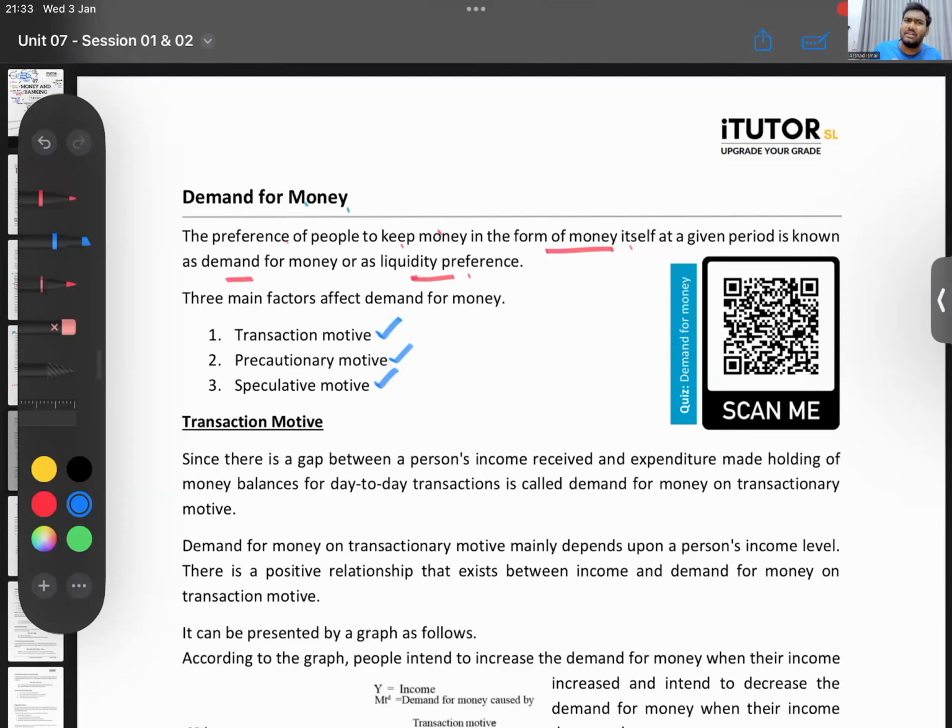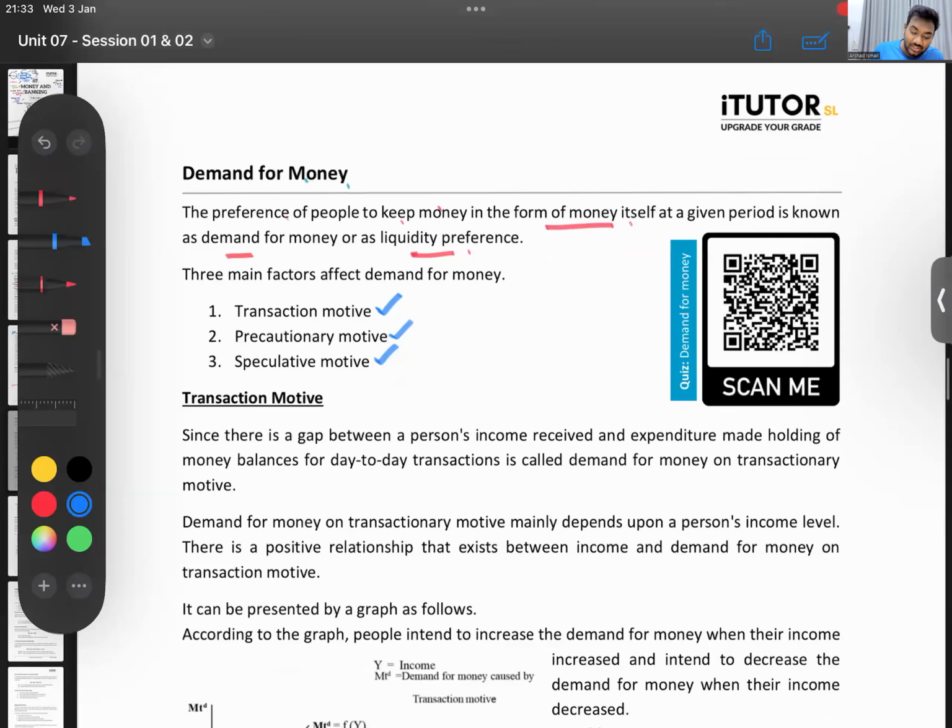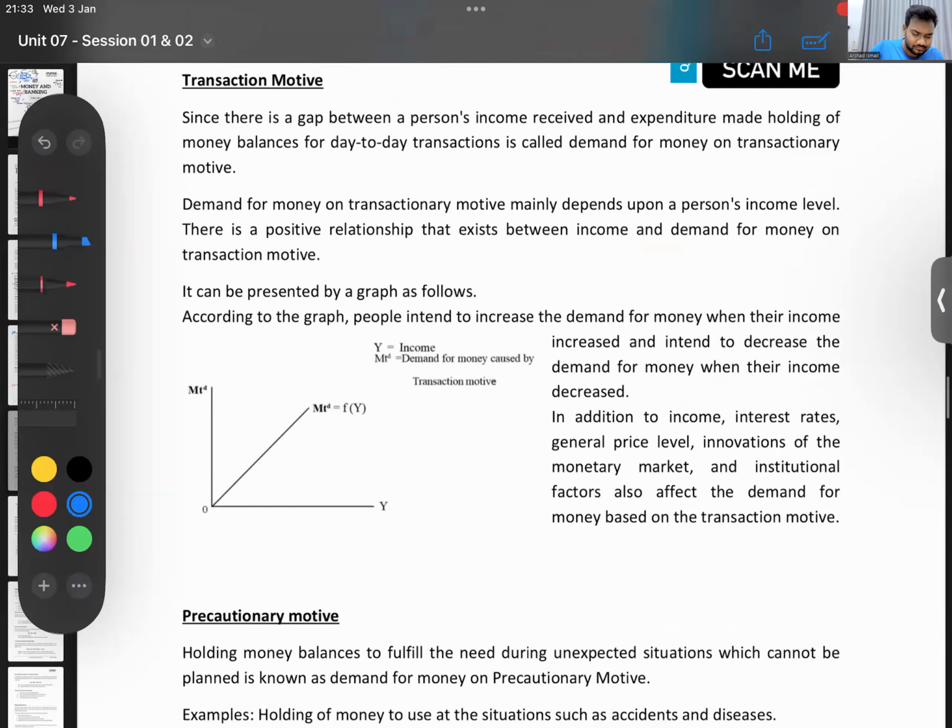Then why do people demand for money? Why do people keep money in the form of money itself? Three reasons. One is for their day-to-day transaction. To go in the bus, to buy some food, you need some money. Transaction. You need some money for precaution, some safety, emergency. And you need some money for speculative purpose. So we'll go one by one. We'll go to the transaction motive.